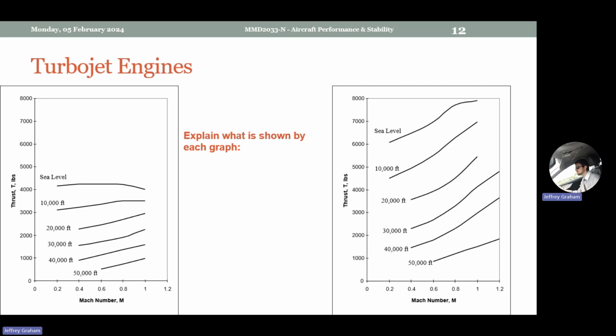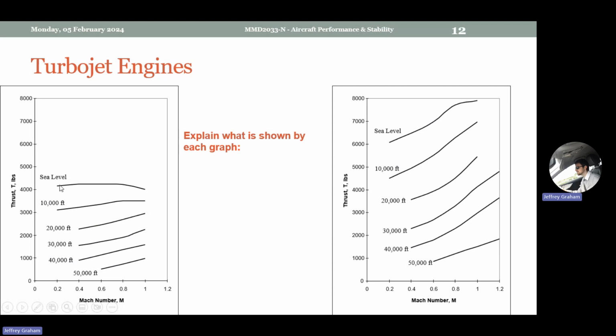These graphs stick with the turbojet. The concept with this is it shows you the amount of thrust produced at sea level, 10,000 feet, 20, 30, 40, as you increase it. The one on the right shows you what happens when you stick the afterburners on.